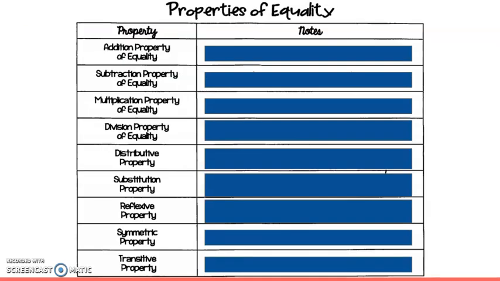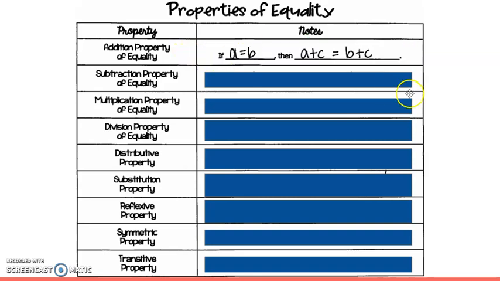And before we can really look at solving proofs or doing proofs, we have to talk about properties of equality. So these are properties that you've been using all throughout your math life, you just didn't know it. So when I look at the addition property of equality, that says that if A equals B, then A plus C equals B plus C. So adding the same number to both sides keeps my equality. Subtraction property of equality is going to be the same thing. It's going to tell me that if I subtract the same number from both sides, I'm going to keep that equality.